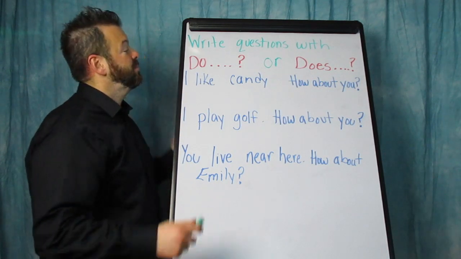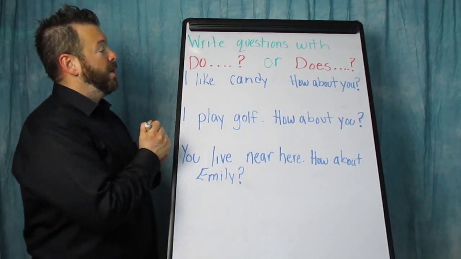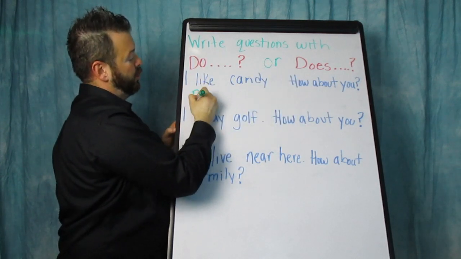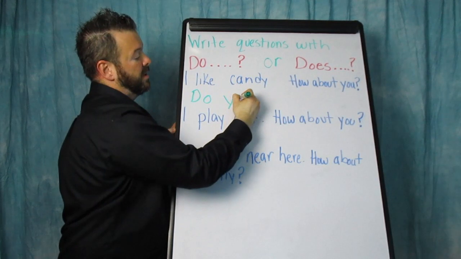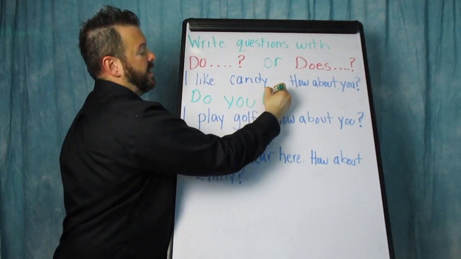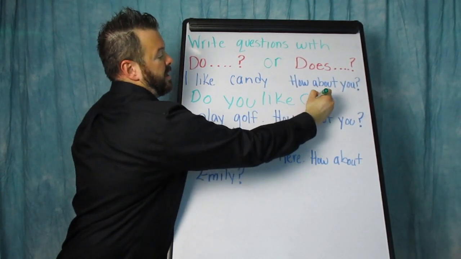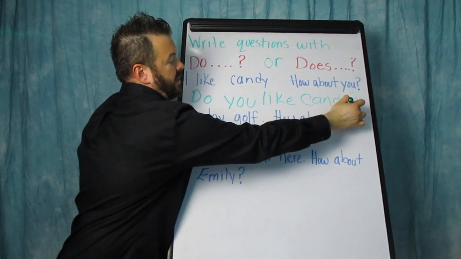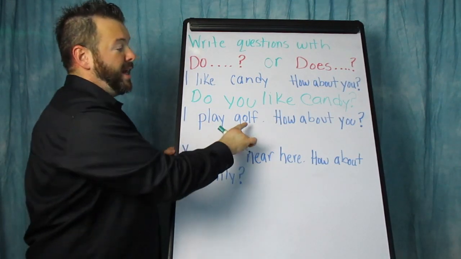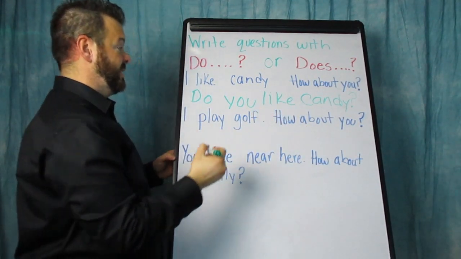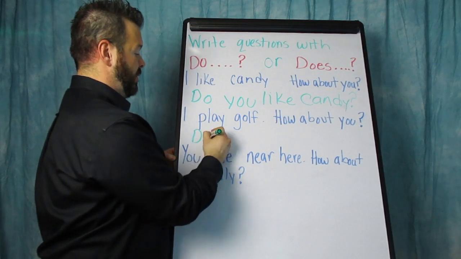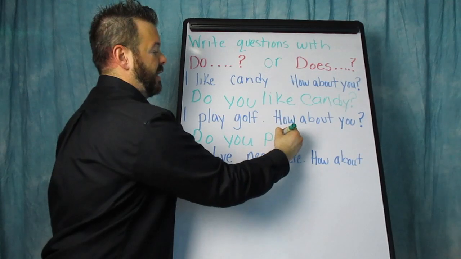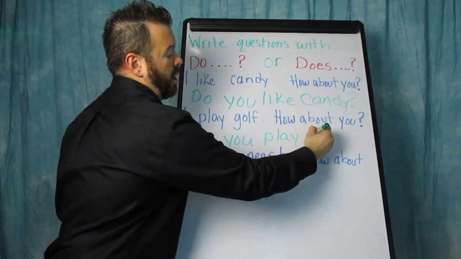Okay, great. I like candy. How about you? So you can write, do you like candy? I play golf. How about you? Do you play golf?